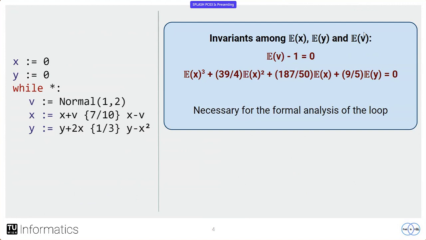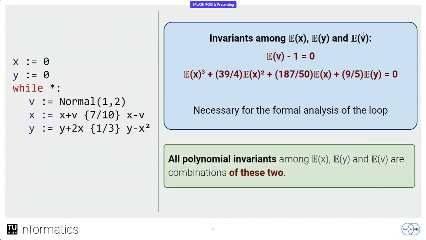The invariants are over the expected values of the program variables x, y, and v. And even more, these two are, so to speak, the only two polynomial invariants of this loop. So you can construct all other polynomial invariants from this loop. And such invariants you can also compute with the procedure I'm going to show you.